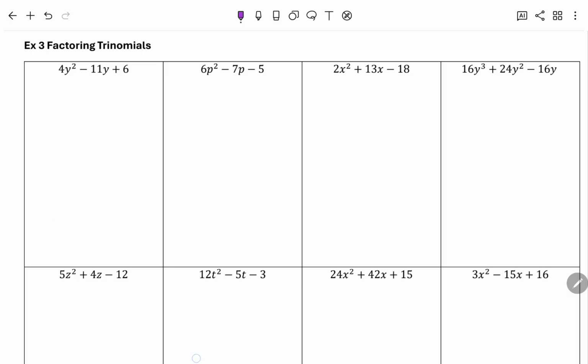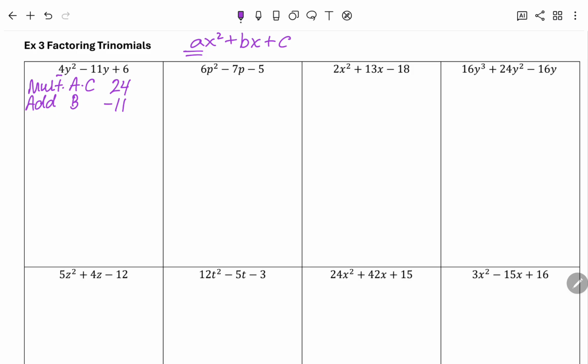So first thing we always want to do is check for GCF, and in this one there is no greatest common factor. So the next thing I do, because there's an a value, we've talked about before, ax squared plus bx plus c, because this leading coefficient, or the a value, is not 1, I'm going to ask myself what multiplies to give me a times c, or in this case, what multiplies to give me 24, and then what adds to give me b, or in this case, negative 11.